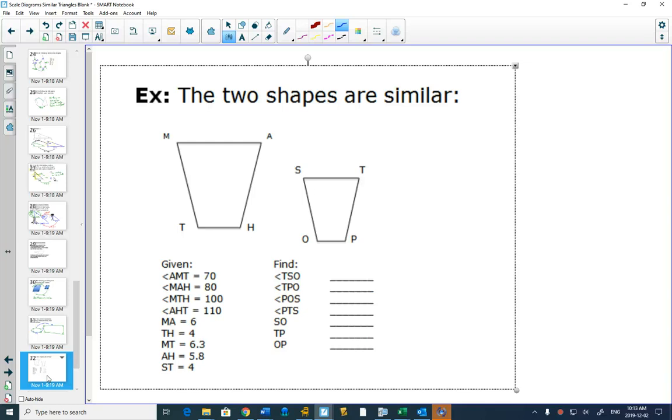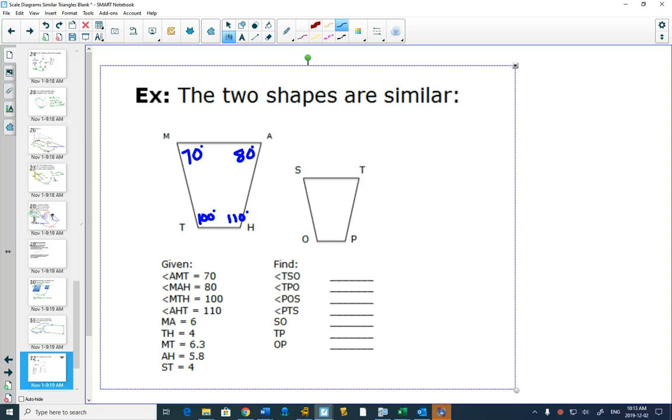So when you've got AMT to be 70, you go AMT, AMT. That cuts out that angle right there. That's where you'll label 70 degrees. You know, little tiny circle means the degrees sign. MAH, MAH, that one is 80. MTH, MTH, that makes this one right here 100, and AHT 110. So there's the four angles of our original shape.